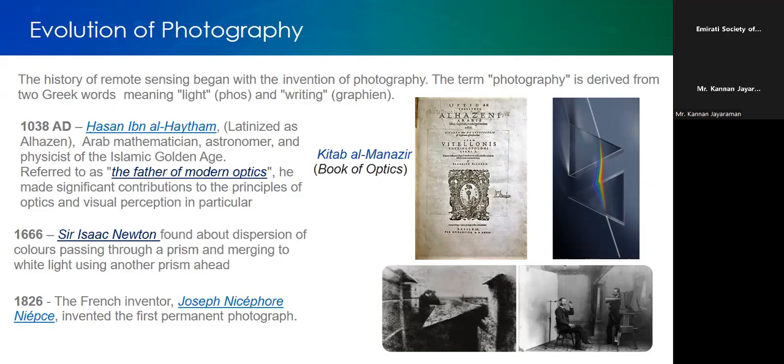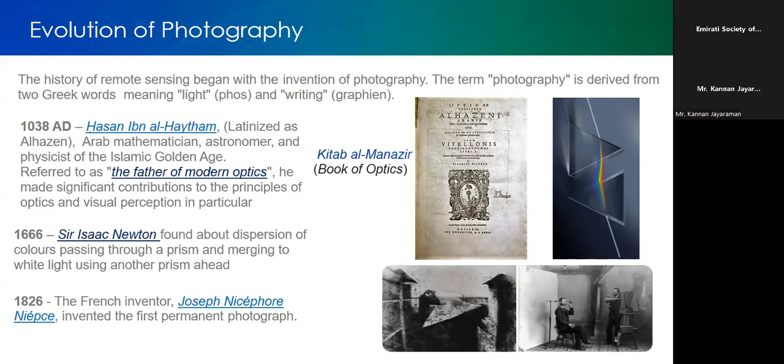Then, somewhere in this period, in 1666, I'm not going into detail for all of them, I'm just going to catch only a few of them. In 1666, Sir Isaac Newton, somewhere it says it was an accident, somewhere it says it was an experiment he was doing. Whatever the case may be, he found that there is a dispersion happening when you pass white light through a prism.